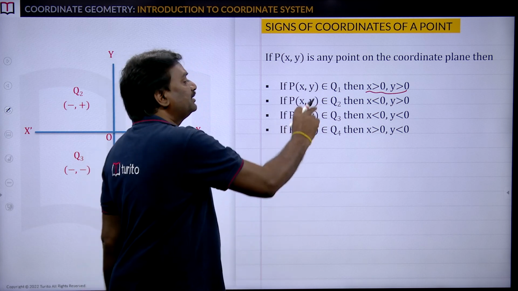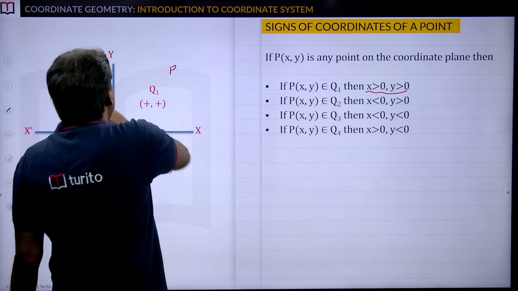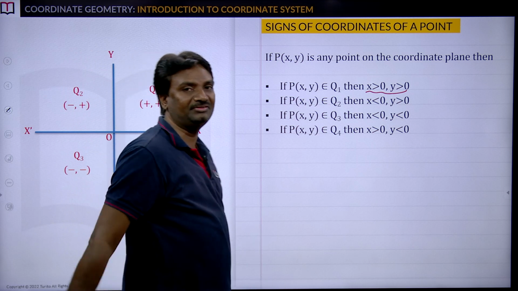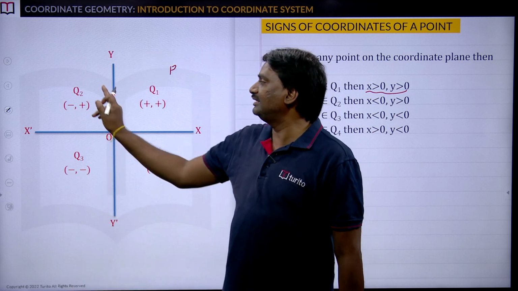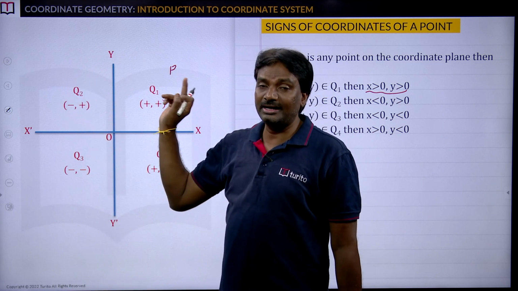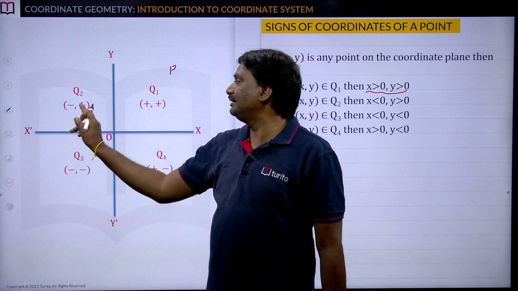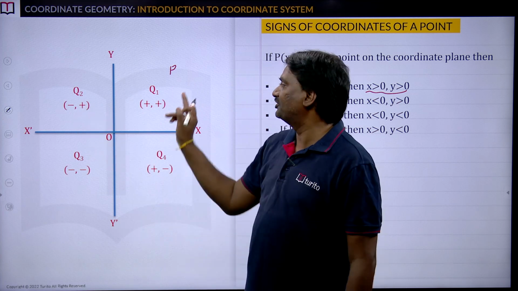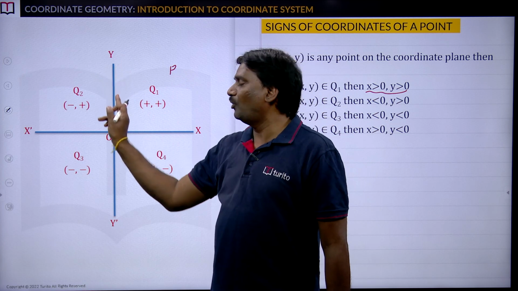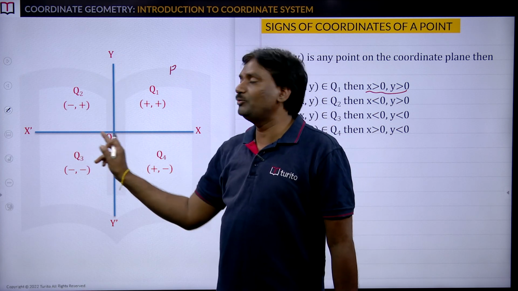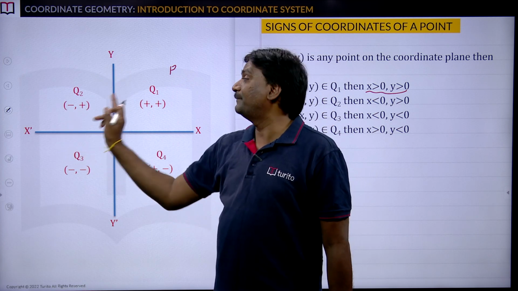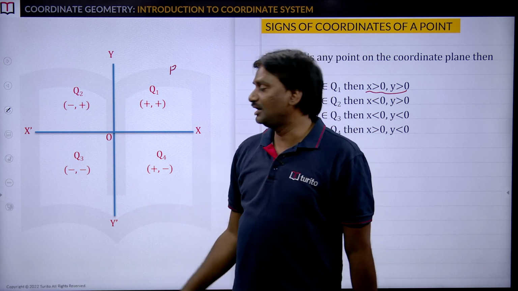Next, if P(x, y) belongs to Q2, the second region. If P is any point in the second quadrant, in this case you can take the signs as minus, plus. Here this is the positive y axis and this is the negative x axis. That is why I am taking minus, plus.